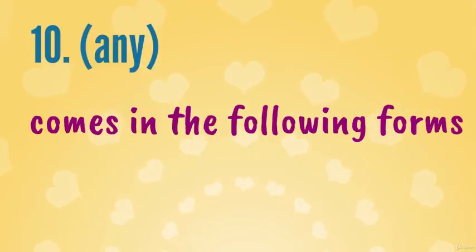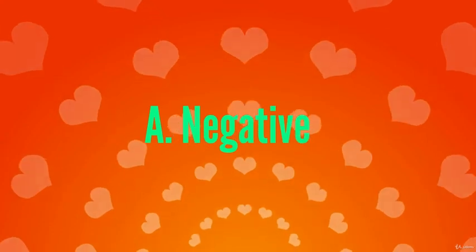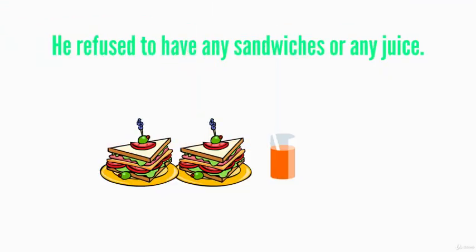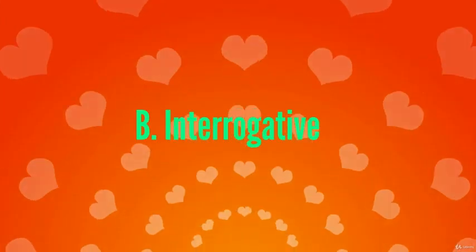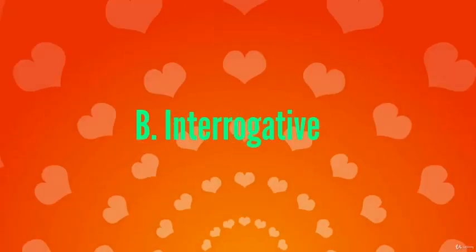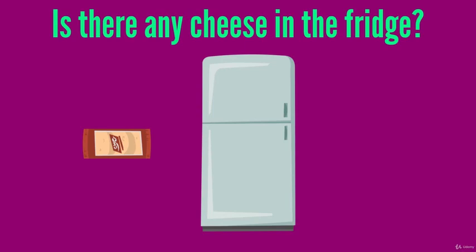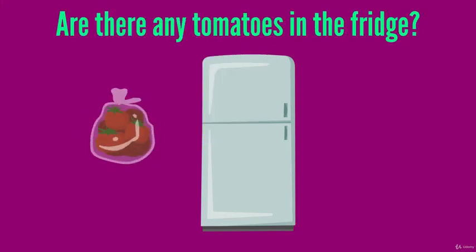10. Any comes in the following forms. A. Negative. Example: he refused to have any sandwiches or any juice. B. Interrogative. Example: is there any cheese in the fridge? Are there any tomatoes in the fridge?